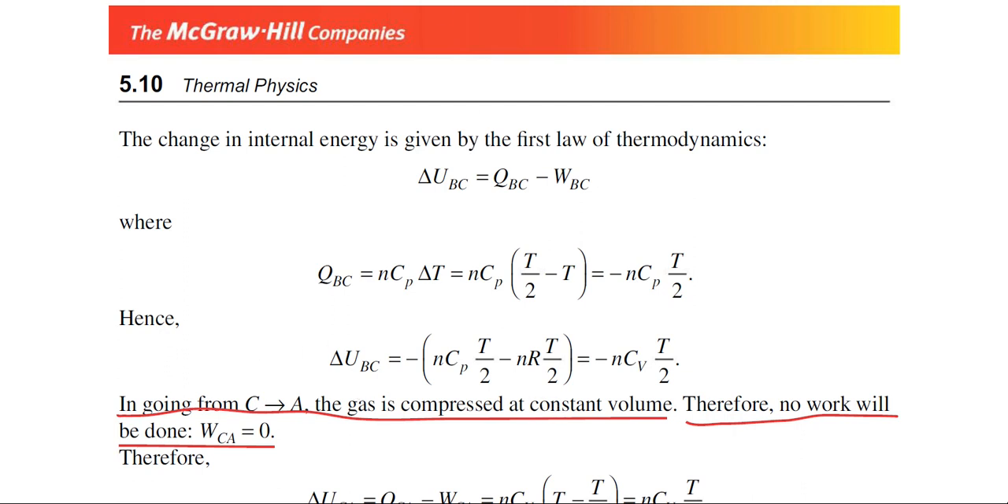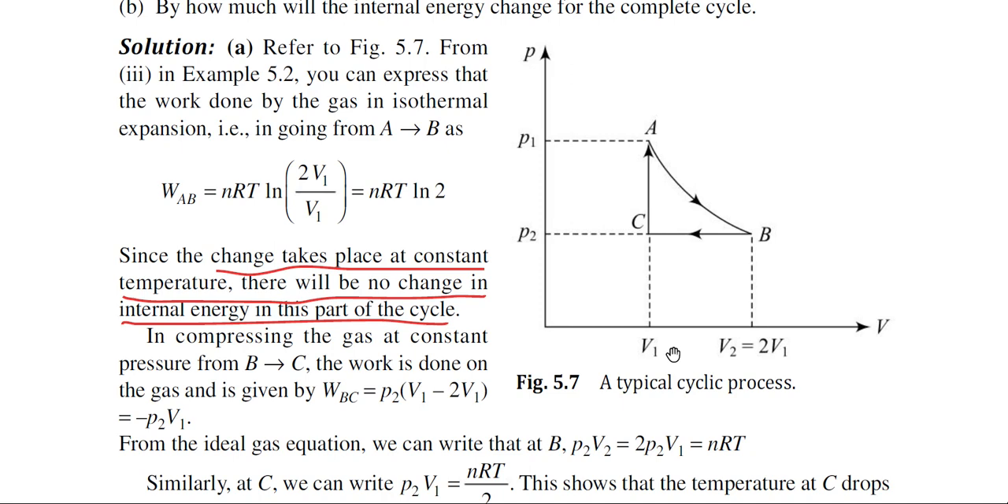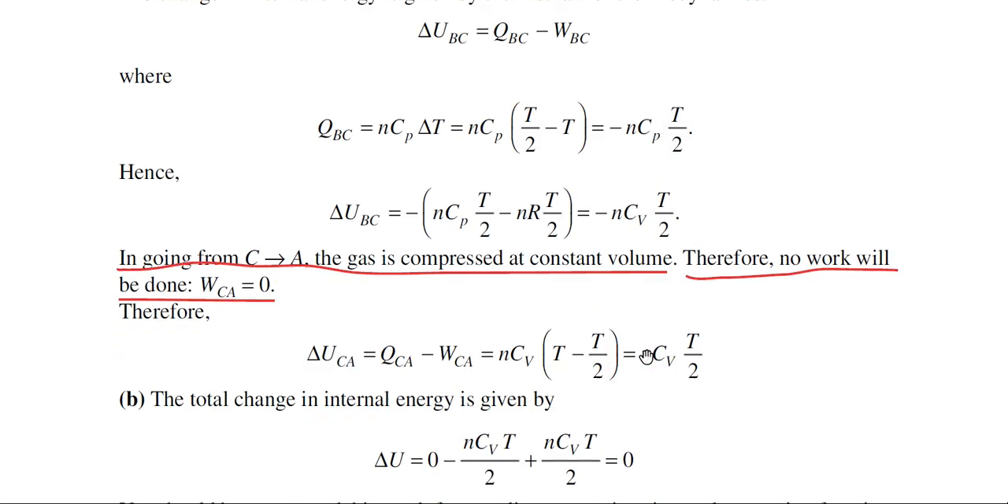Now when the state is going from C to A, you see that the volume is fixed, there is no change of volume. If there is no change of volume, then what will happen? No work will be done, because there is no change of volume. So W for the process CA will be 0. For the process CA, again we apply the first law, delta U is equal to Q_CA minus W_CA, but W_CA is equal to 0. So what is Q_CA? That is heat.